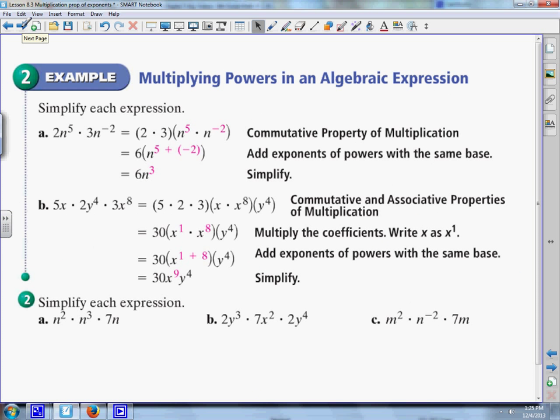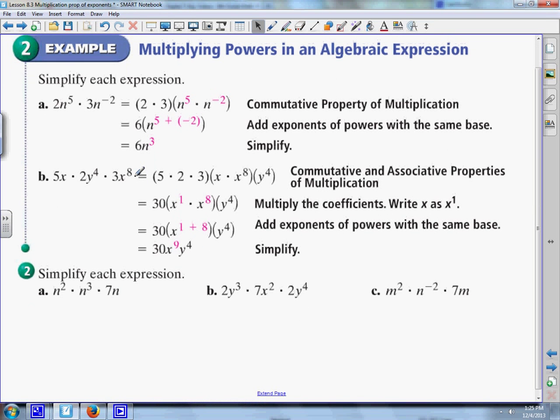So multiplying powers in an algebraic expression. So simplify each expression. So now you're going to have numbers and letters. So they're just adding one more thing. So what you want to do is you want to first multiply the 2 times the 3. And then you're going to combine the n's. So this one, 2 times 3 is 6. N to the 5th, n to the negative 2nd is n to the 3rd.